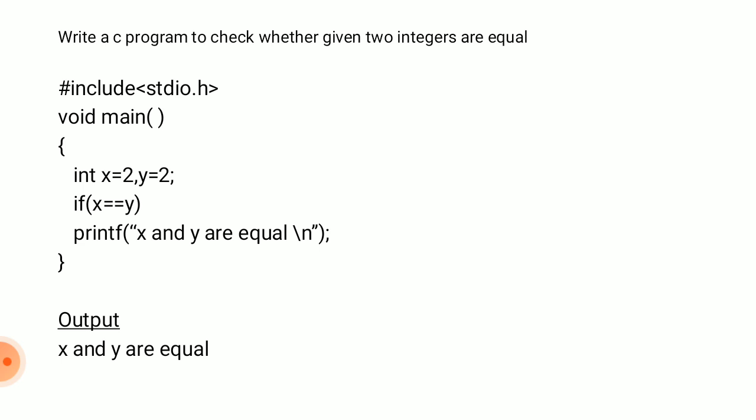Suppose if you are given y is equal to 3, then x is not equal to y, but we are not printing that statement, we are just printing if x is equal to y, then only we print x and y are equal. We are not printing an else part if it is not true. Okay, only if it is true, then only it prints x and y are equal, and close. And what is the output? x and y are equal. Okay, so this is one simple example of a relational operator.